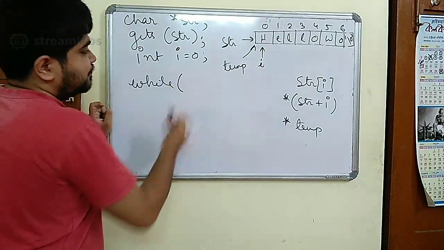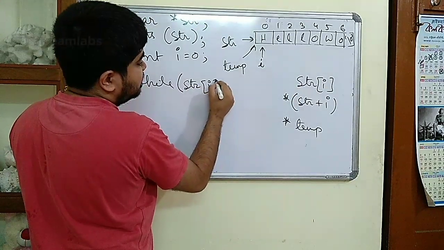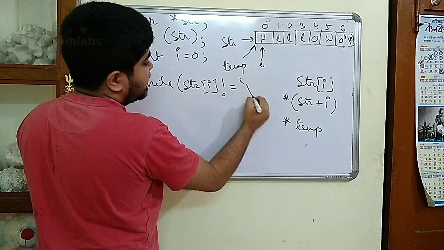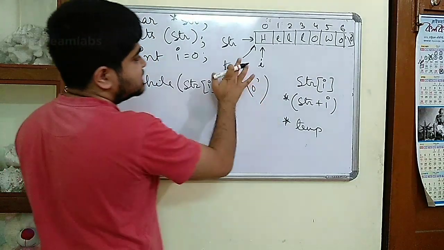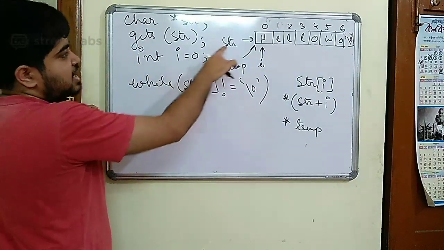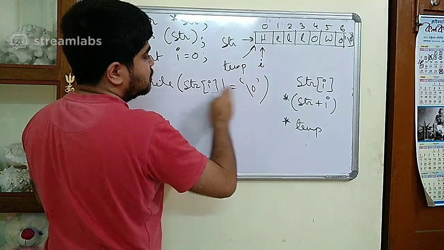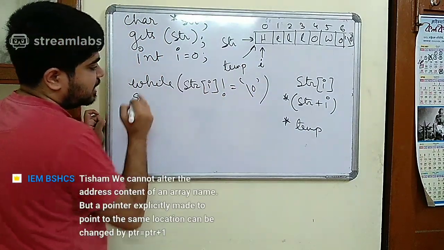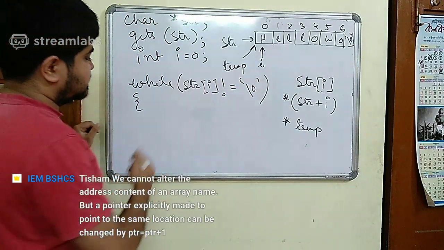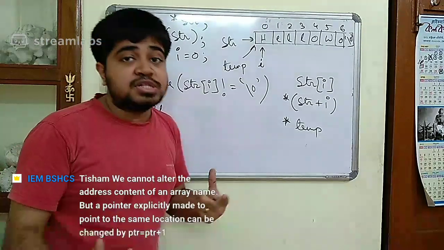So while I'm going through this, str i not equal to slash 0, that is the content of i. i is first 0. Str of 0 is h, which is not null. So I'm checking this. You can use a for loop also, it doesn't matter. I'm checking for the number of vowels.